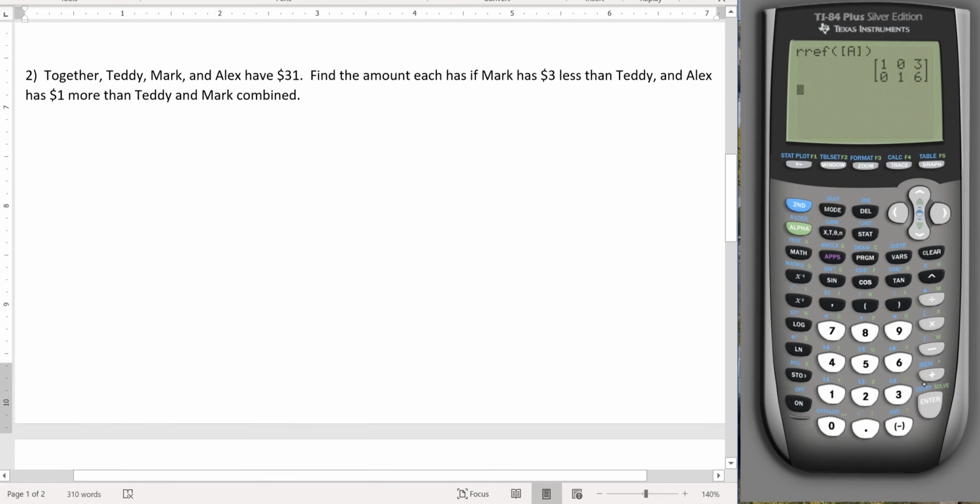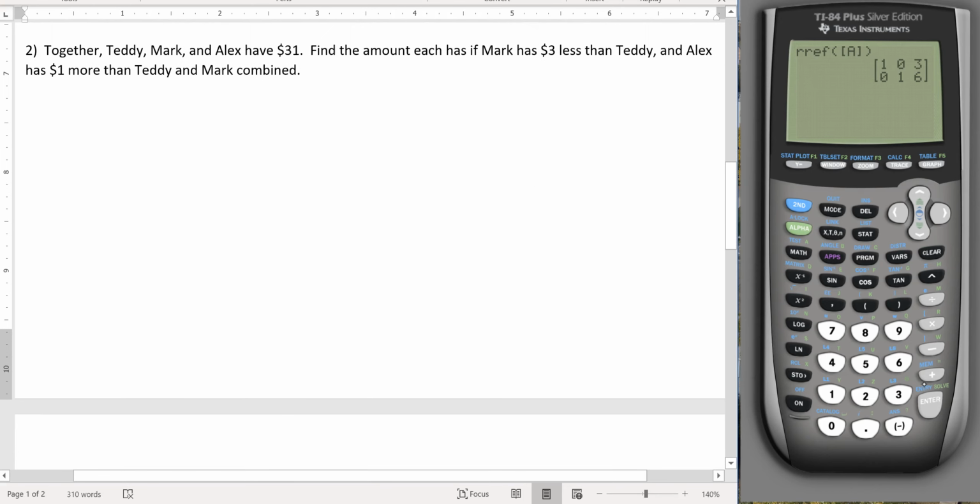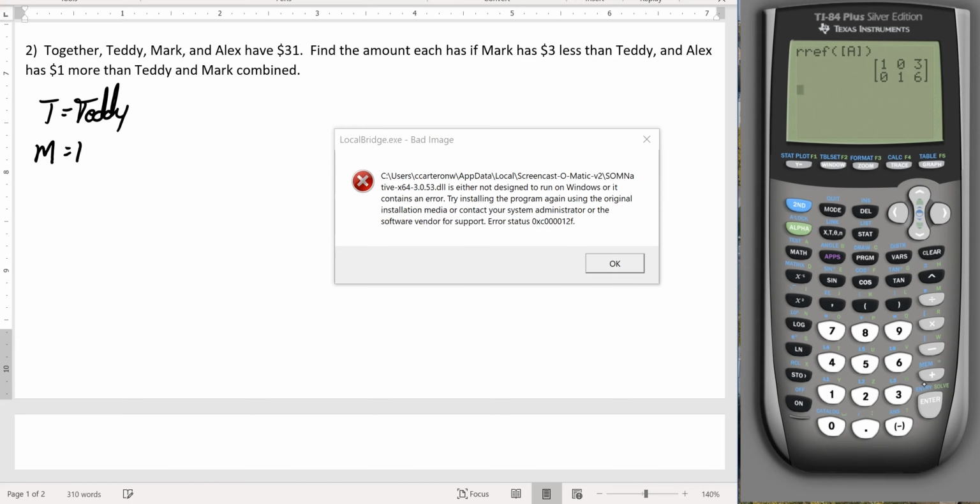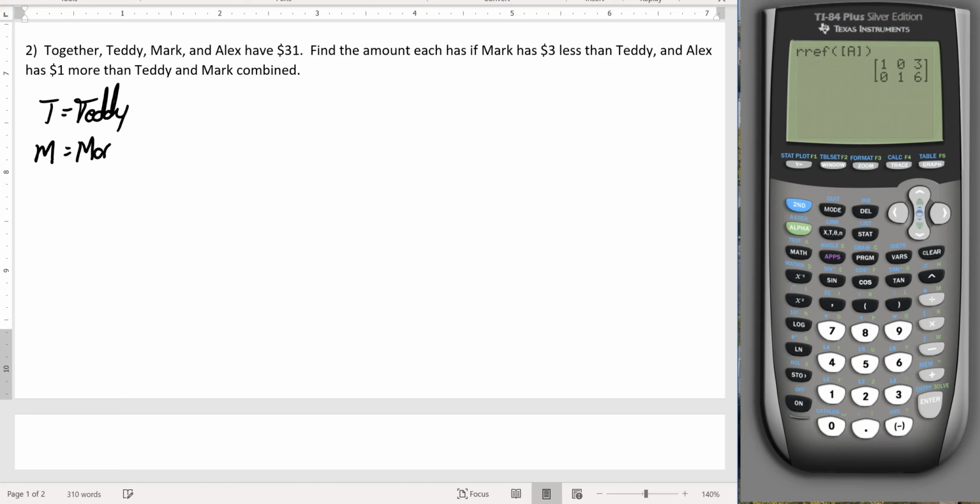Let's look at one now with 3 variables. Together, Teddy, Mark, and Alex have $31. Find the amount each if Mark has 3 less than Teddy, and Alex has 1 more than Teddy and Mark combined. Wow. Okay, so we've got 3 equations here. Teddy, Mark, and Alex, pretty straightforward. We'll say T for Teddy, M for Mark, and A for Alex.